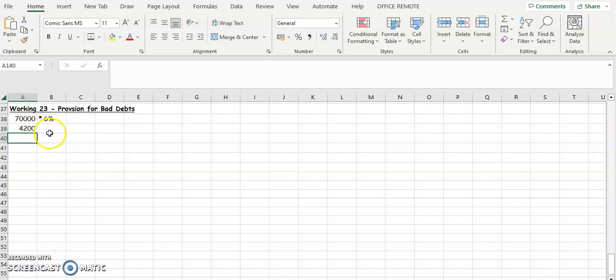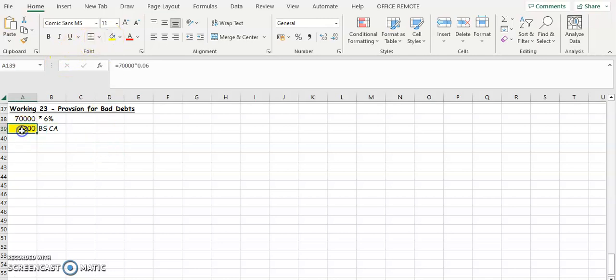So our new provision is 4,200. That's going to go into our balance sheet in your current assets. So in the balance sheet, you'll have debtors 70,000, provision for bad debts 4,200. You'll take those two away from each other.